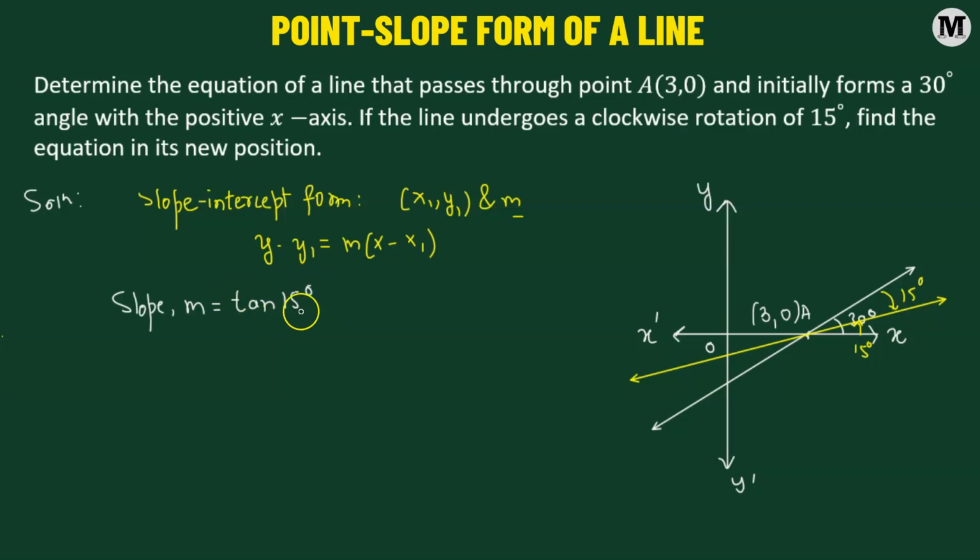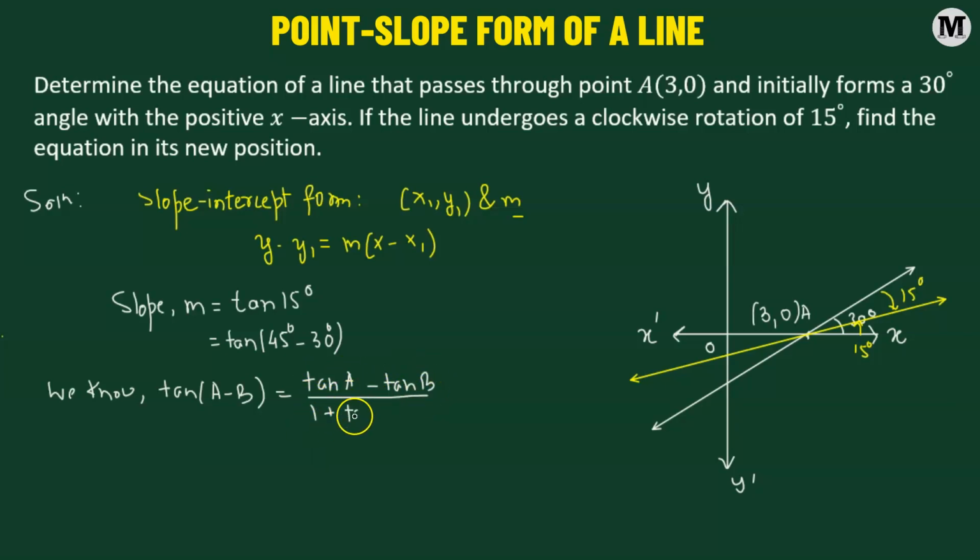which is 15 degrees. However, we don't have a standard value for tan 15 degrees, but we can rewrite 15 degrees as 45 degrees minus 30 degrees. Now we get the tangent of a compound angle, the difference of two angles, so we use the trigonometric identity: tan(A minus B) equals (tan A minus tan B) divided by (1 plus tan A times tan B). In our case, A is 45 degrees and B is 30 degrees.